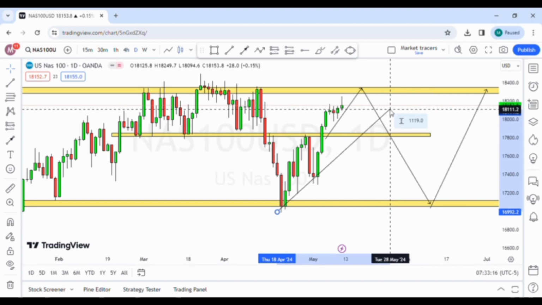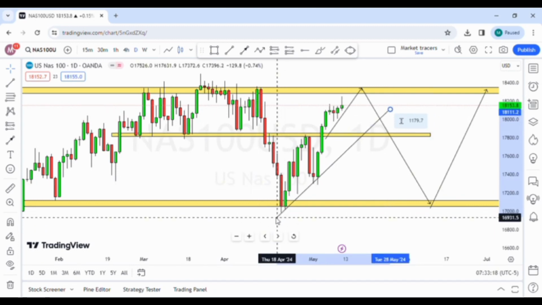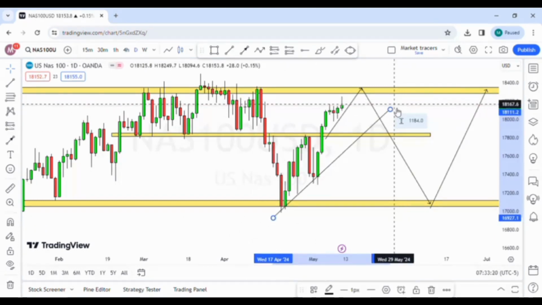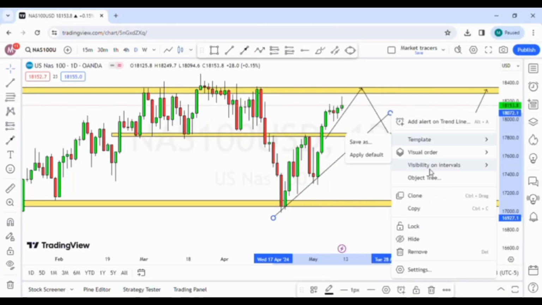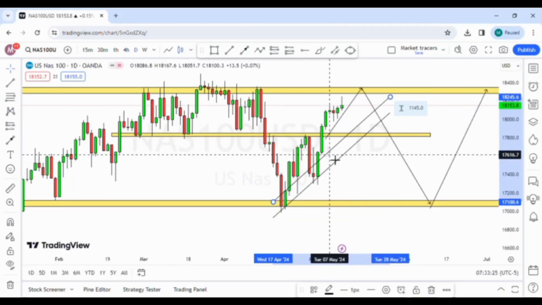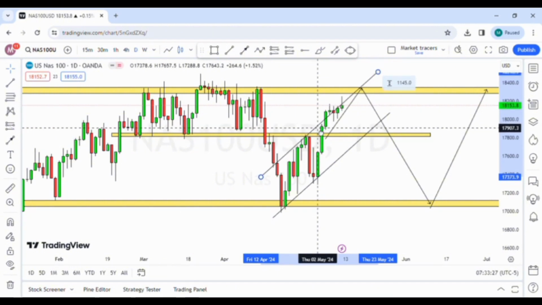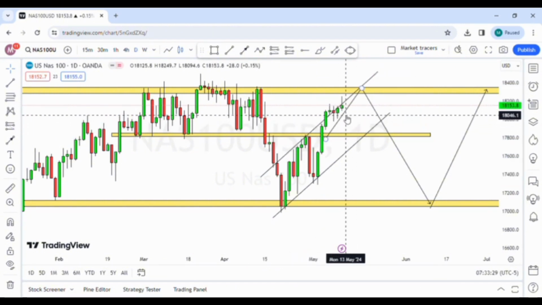So if we are having a series of higher lows and higher highs, this simply means we are in a buying trend. A buying trend, I normally call it a rising channel. You get my point. So this is how it is, guys.